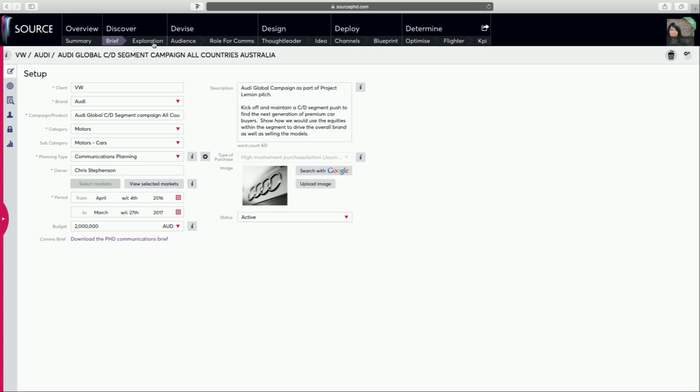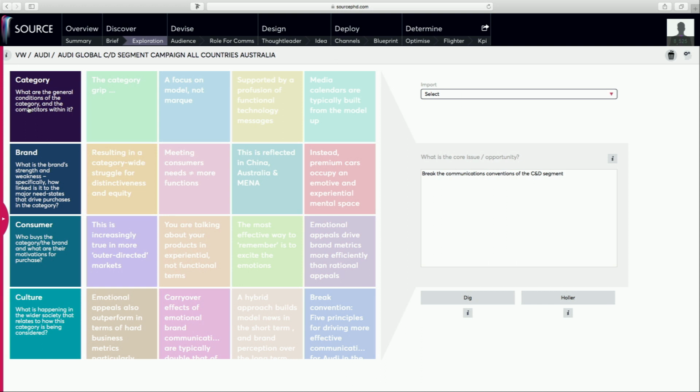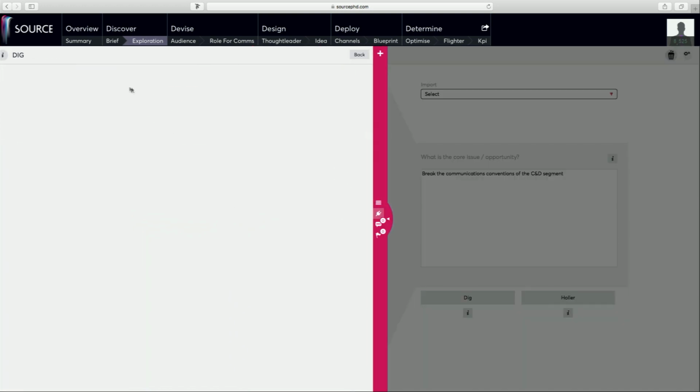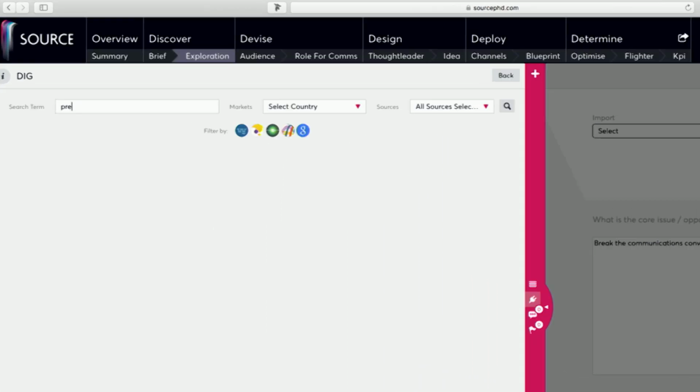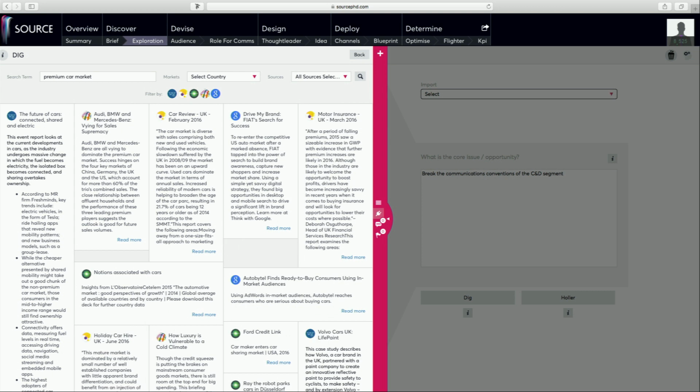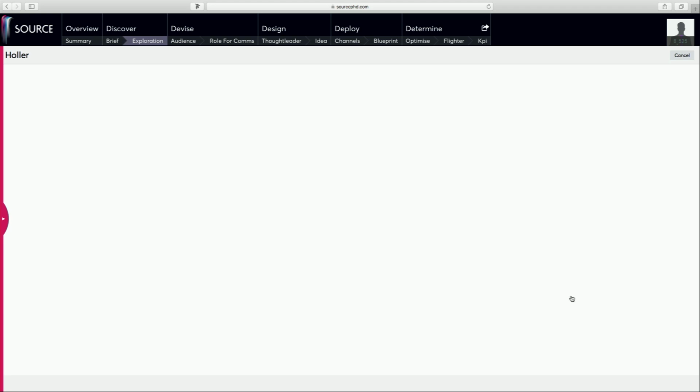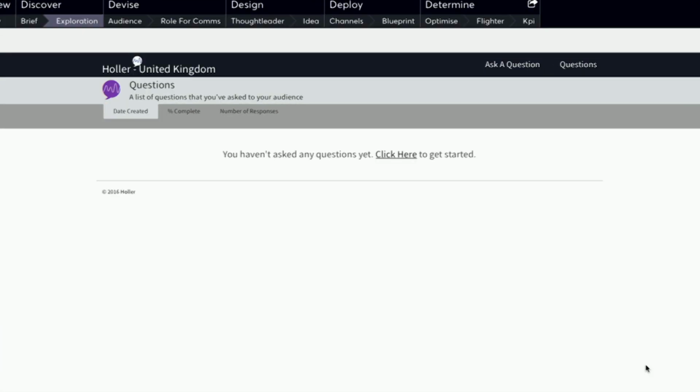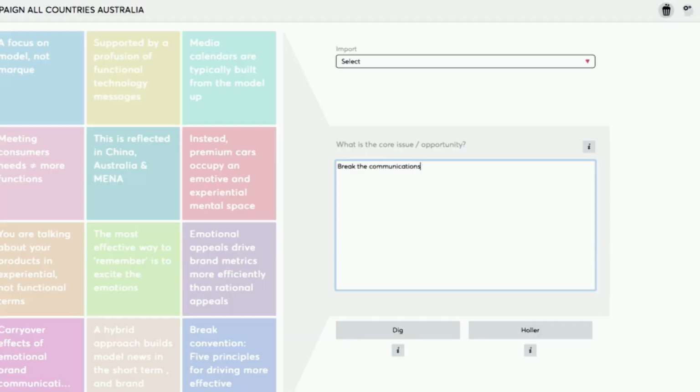We then explore the research we need to fully understand the brief and the brand's category. Dig, one of several proprietary Source tools, can mine all the major research databases, such as WARC, Forrester, Google Think and Mintel. Or use Holler to carry out a bespoke quant survey, which gets answers within minutes. All this is distilled into a core issue or opportunity for the brief.